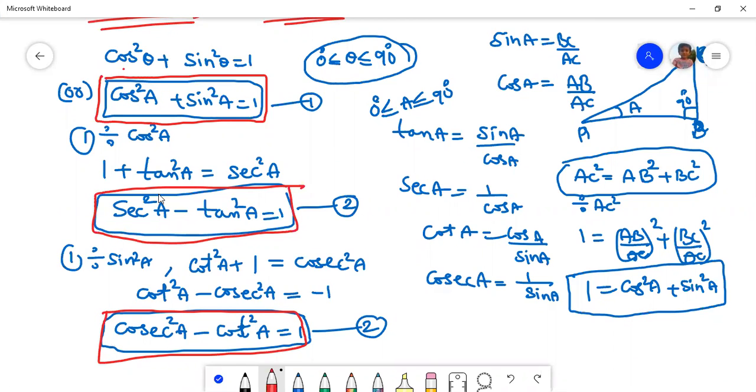You have to keep in your mind that three are the major identities: cos square A plus sin square A equal to 1, secant square A minus tan square A equal to 1, and cosec square A minus cot square A equal to 1. Okay.